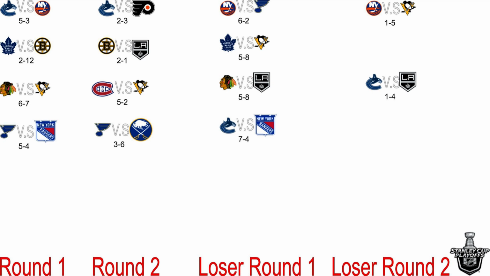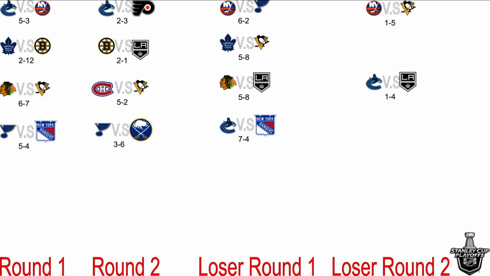Now time for the losers bracket. Loser round one, and to start it off, the New York Islanders faced off against the St. Louis Blues. They won 6-2. Pittsburgh Penguins won against Toronto Maple Leafs 8-5. And interestingly, the LA Kings won 8-5 against the Chicago Blackhawks. The Vancouver Canucks won against the New York Rangers 7-4.